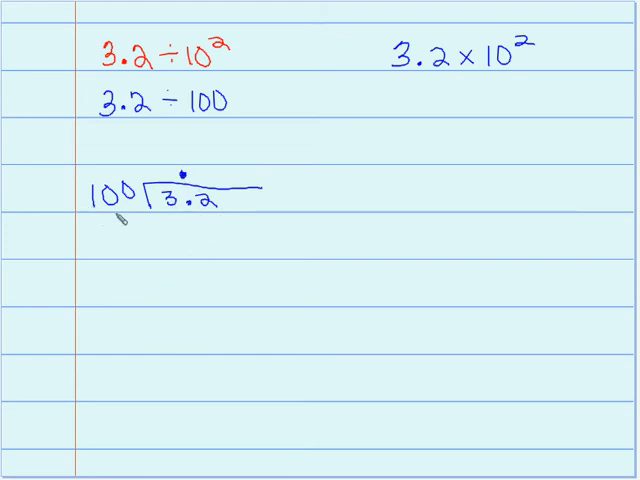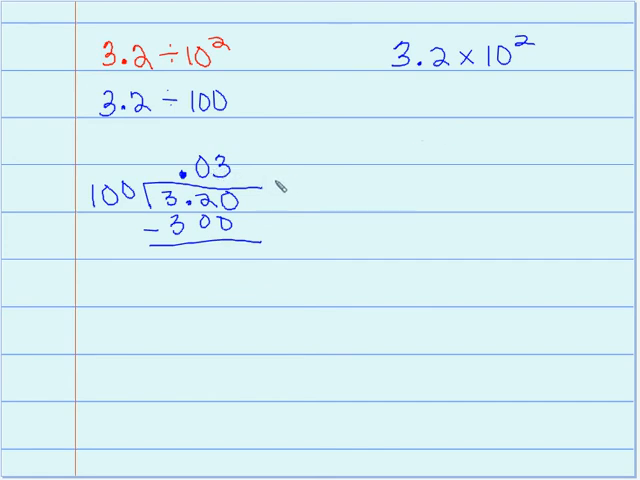Put the decimal right up because 100 is a whole number. Will 100 go into 32? No, so add a 0. Will 100 go into 320? Yes, 3 times. Now, once you've started with a decimal, you're going to finish it.